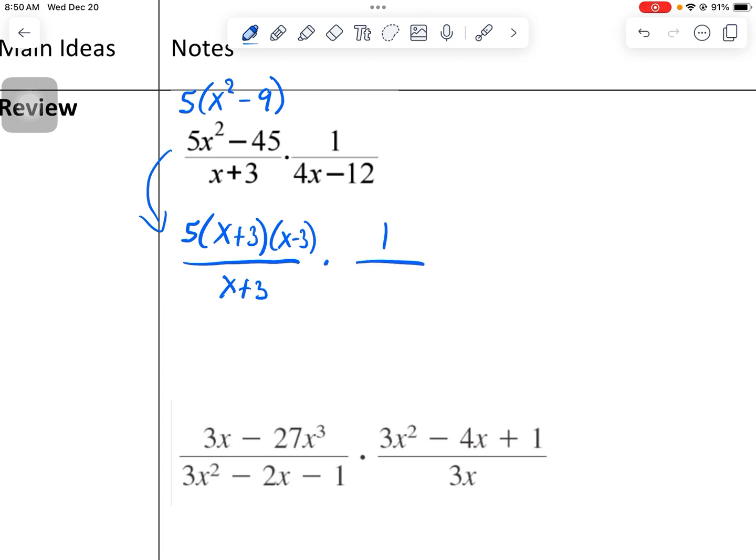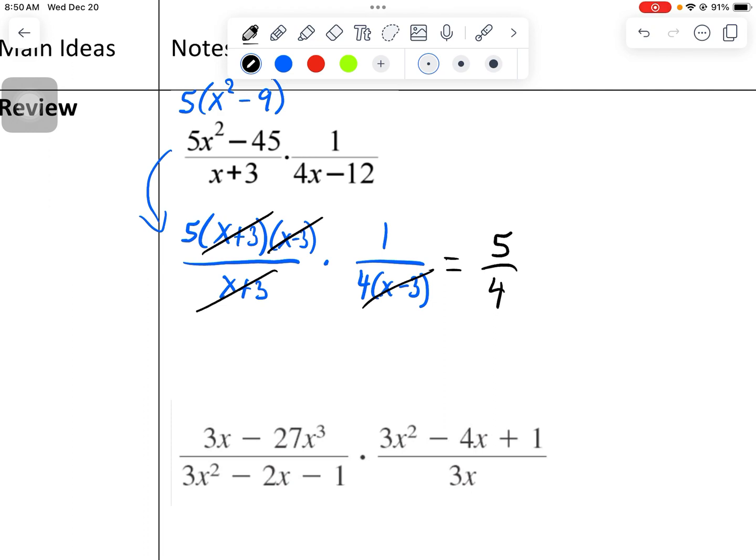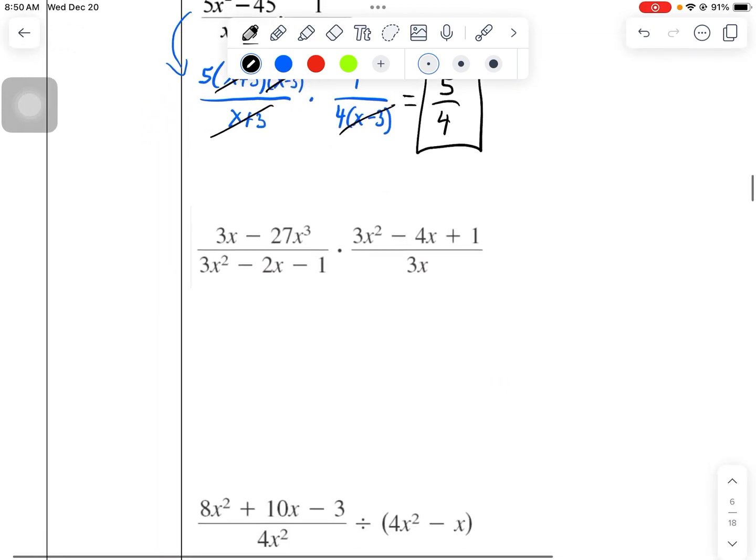We also can factor a 4 out of 4x minus 12. And now before we even combine these, we can go ahead and start crossing things out that we see in common. So we have an x plus 3 and an x minus 3. So this one reduces to 5 times 1, which is 5 over 4. And there's our answer on this one.